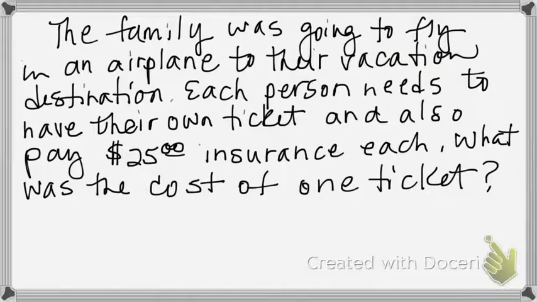Okay, in this next problem, scenario 5, similar to the first few we did, the family was going to fly in an airplane to their vacation destination. Each person needs to have their own ticket and also pay $25 insurance each. What was the cost of one ticket? I'm going to let you find the information you need by yourself, from this problem and also elsewhere in the packet. So go ahead and come on back, and I'll have the solutions first for the tape diagram and then algebraically.